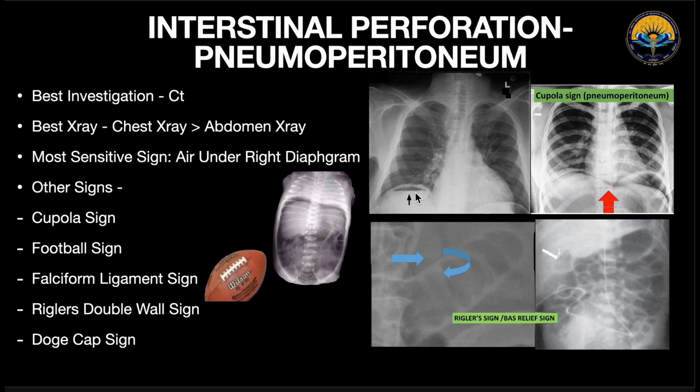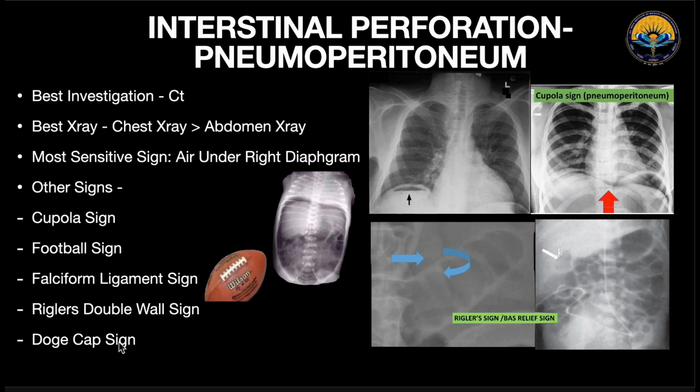Other signs which are more likely seen on abdominal X-ray: first is the cupola sign, where we see air below the central part of the diaphragm. We can also see the football sign. We can also see the falciform ligament sign, where the falciform ligament is more clear because it's surrounded by air. We can also see Rigler's double wall sign here because air is present outside as well as inside the bowel, so the outer wall of the bowel is very clear.